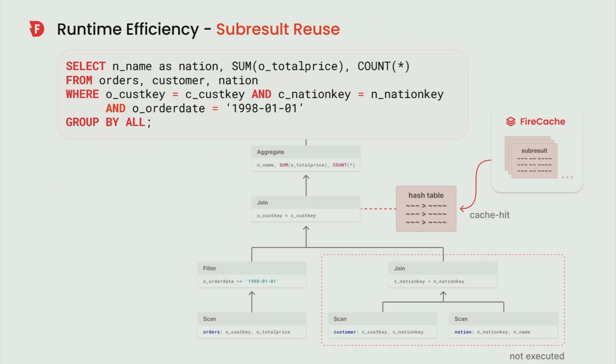Perfect. The final optimization before we come to the demo that I want to show you is the actual subresult reuse that we do. And I think this is one of the optimizations that we're really proud of and that are pretty fancy that you might not have seen in other systems at all. Let's say we again have our join query, the filter on order date, and we group by the nation name and take the sum of the orders kind of within that nation and the number of orders within that nation.